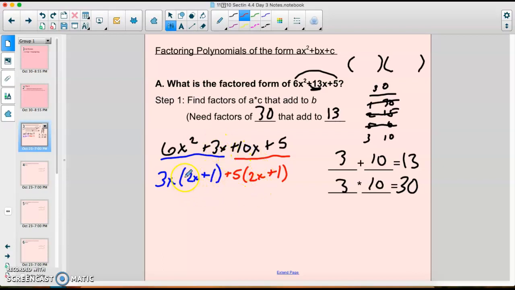Now, if you notice, our parentheses are the same, aren't they? They're both 2x plus 1. That's good. That's what we want. And so our final answer, one of our parentheses will be that common parenthesis, 2x plus 1. And then for the other one, we're going to put the 3x plus 5 together.